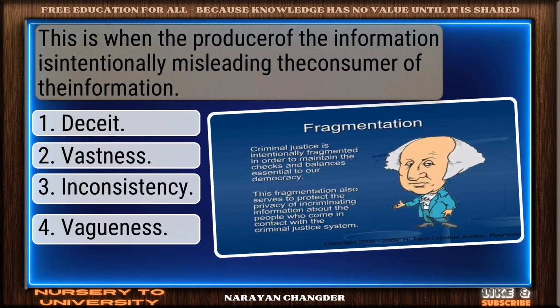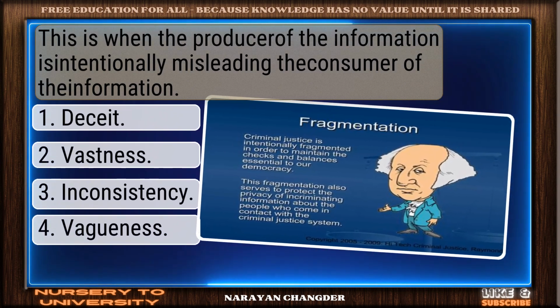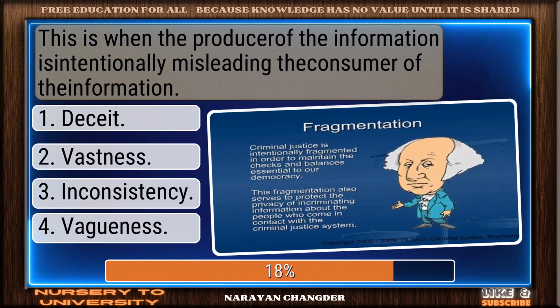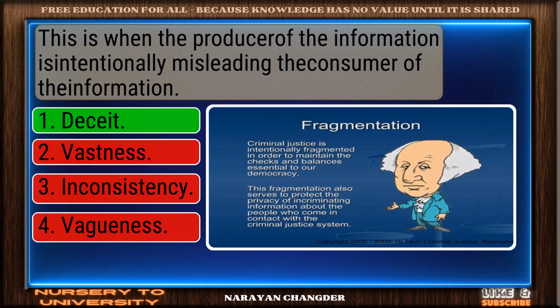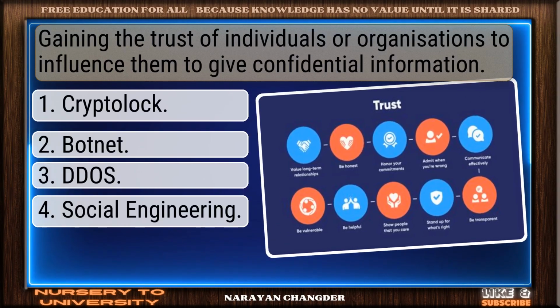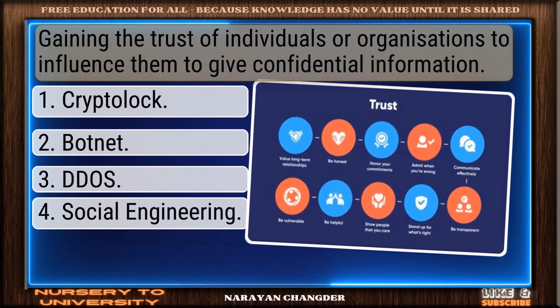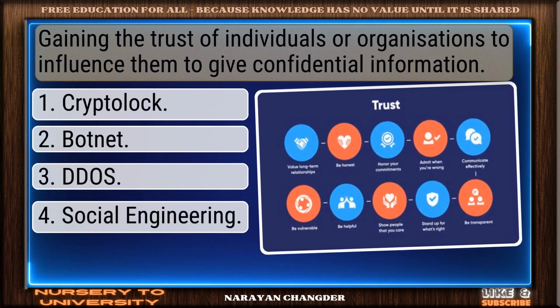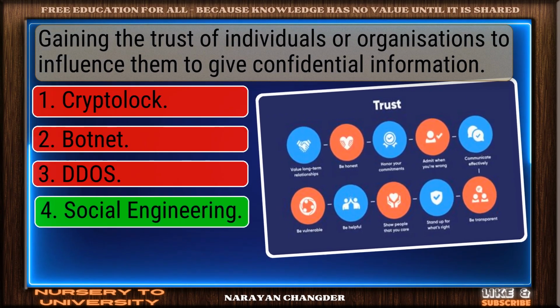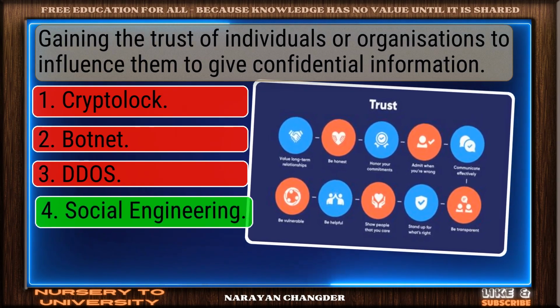This is when the producer of the information is intentionally misleading the consumer of the information. Excellent choice. Deceit is right. Gaining the trust of individuals or organizations to influence them to give confidential information. Sharp thinking. Social engineering is right.